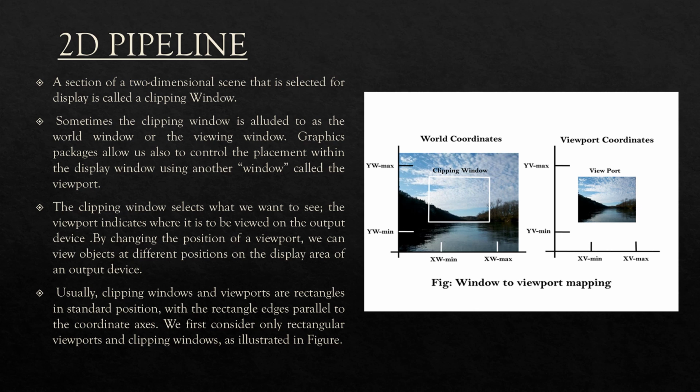an output device. Usually clipping windows and viewports are rectangles in standard position with the rectangle edges parallel to the coordinate axes. We first consider only rectangular viewports and clipping windows. It says that you cannot use any other shapes such as oval or circle for clipping windows and viewports. Generally the standard position is rectangles.